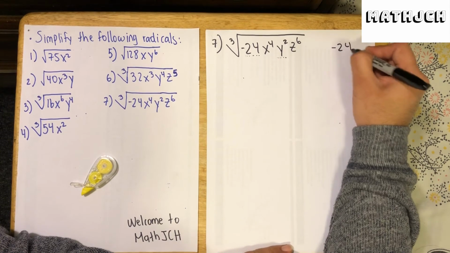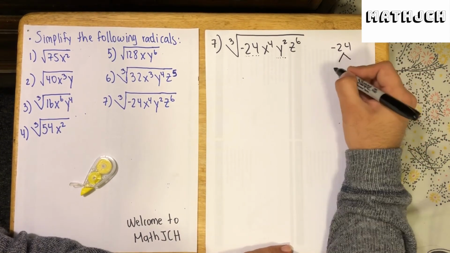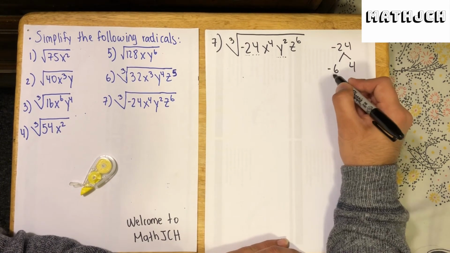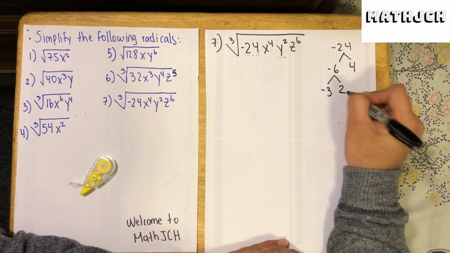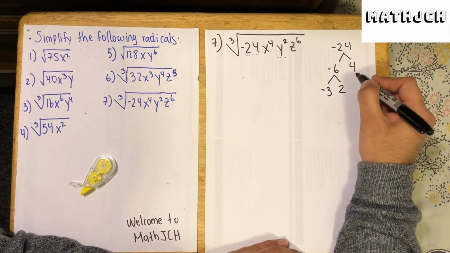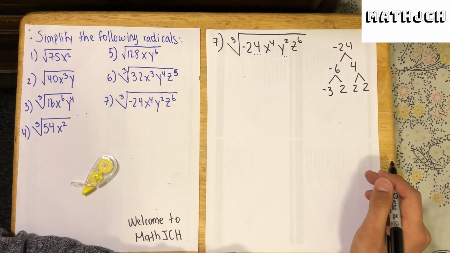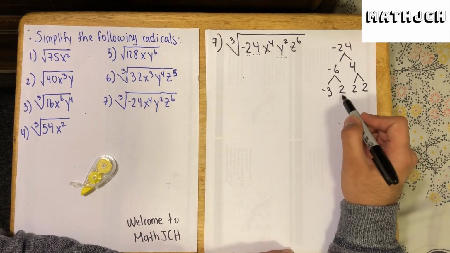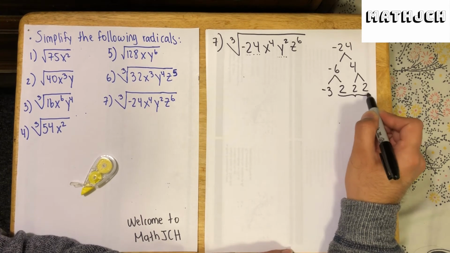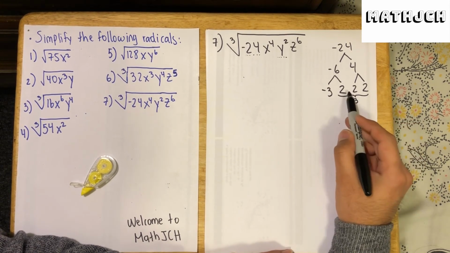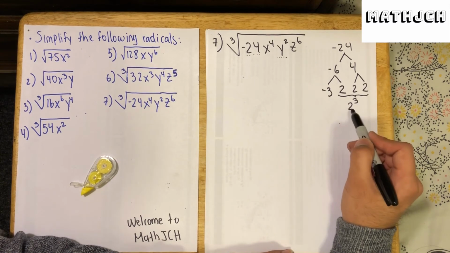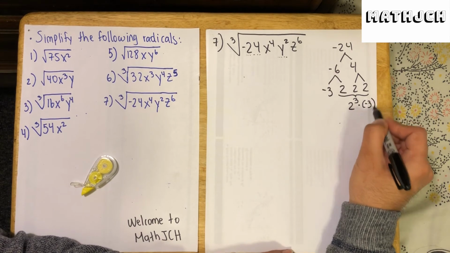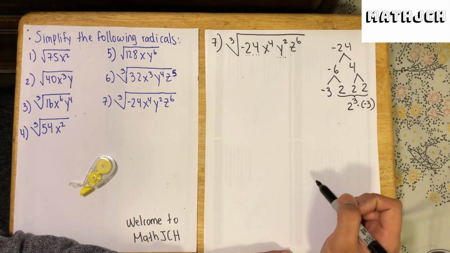We have negative 24 here. So negative 24, we could break it down as negative 6 and 4. And negative 6, we could break it down into negative 3 and 2. And 4, we could break it down into 2 and 2. Now, our index is 3, so that means that we need some number to the power of 3. And that number is going to be 2 to the power of 3 because we have 2, 2, and 2. That means that we could rewrite it as 2 to the power 3 times negative 3. That will give us minus 24.